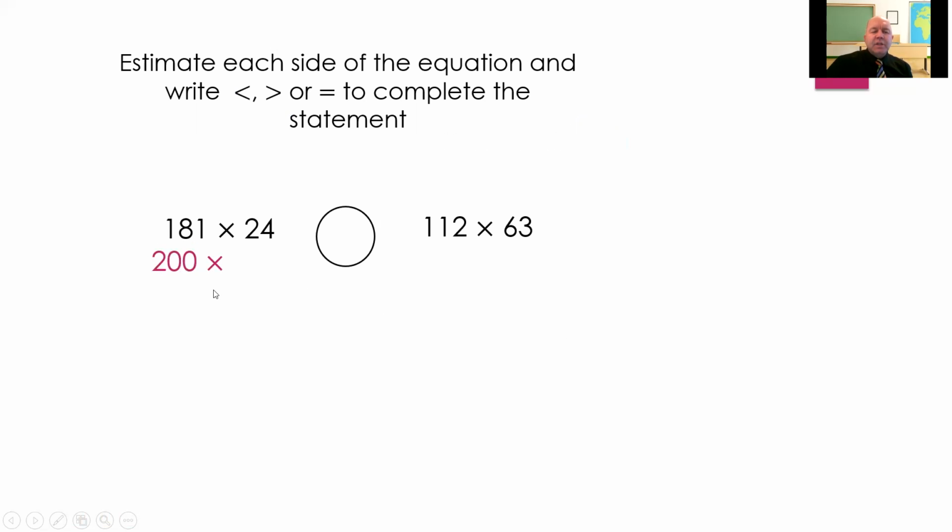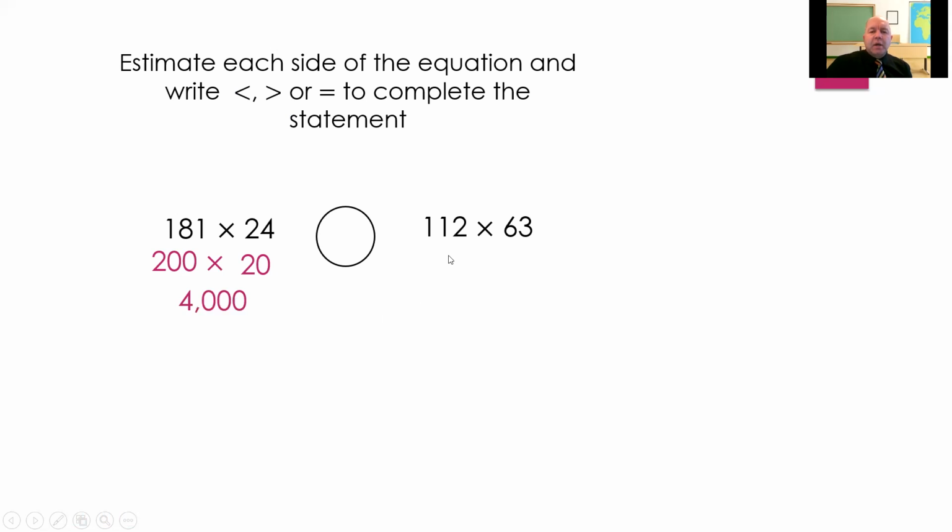181 is nearly 200. 24 is about 20. So that's quite a big rounding, but it's a nice, easy number for us to work out. 200 multiplied by 20, I think we can manage that one. 4,000. 2 multiplied by 2 is 4, and there's 1, 2, 3 zeros in the question. 1, 2, 3 zeros in my answer.